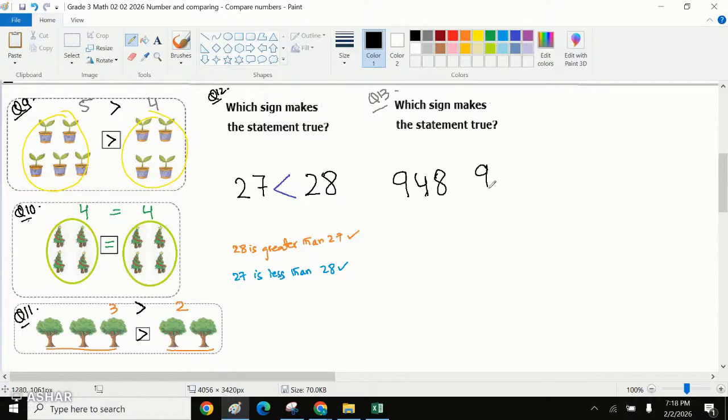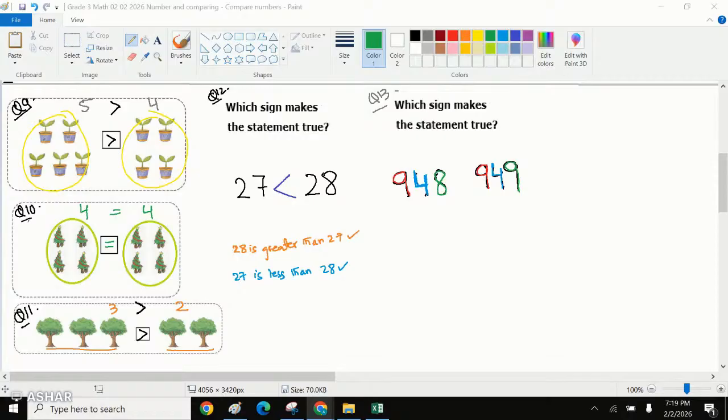948, 949. So which number is greater? When it's a 3-digit number, we can see the first number is 900 and 900. So we cannot compare the hundreds, right? Let's look at the tens. This was a 40, right? 940 something. Similarly, 940 something, right? So now we look at the units or the ones. The ones is 8 and the ones is 9. So we compare the ones. So which value would be greater?